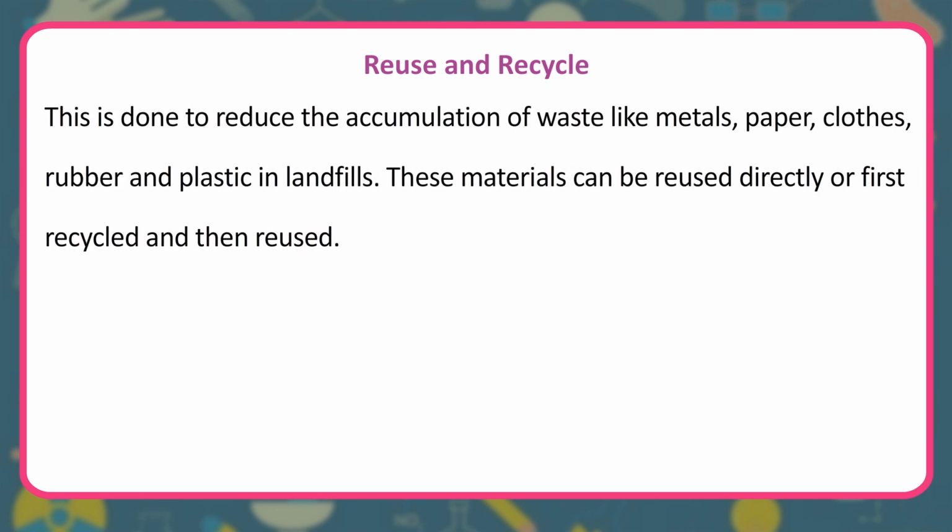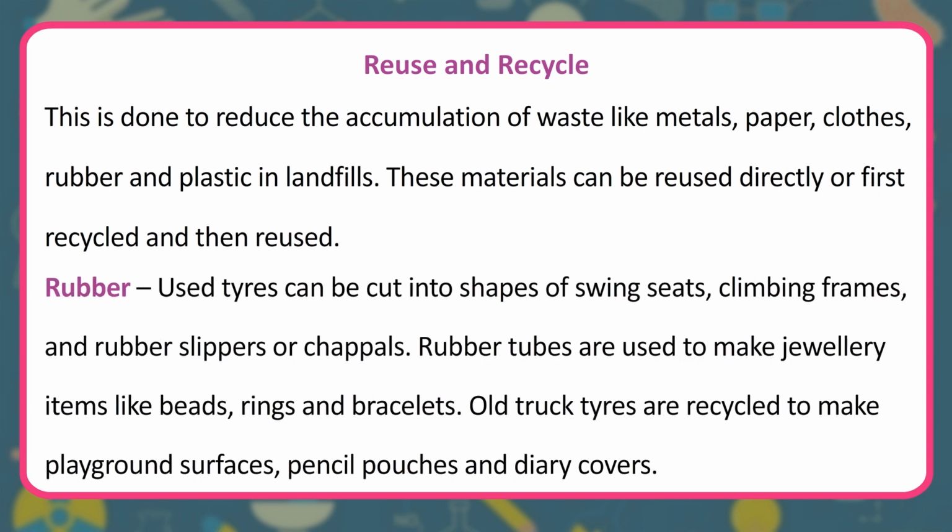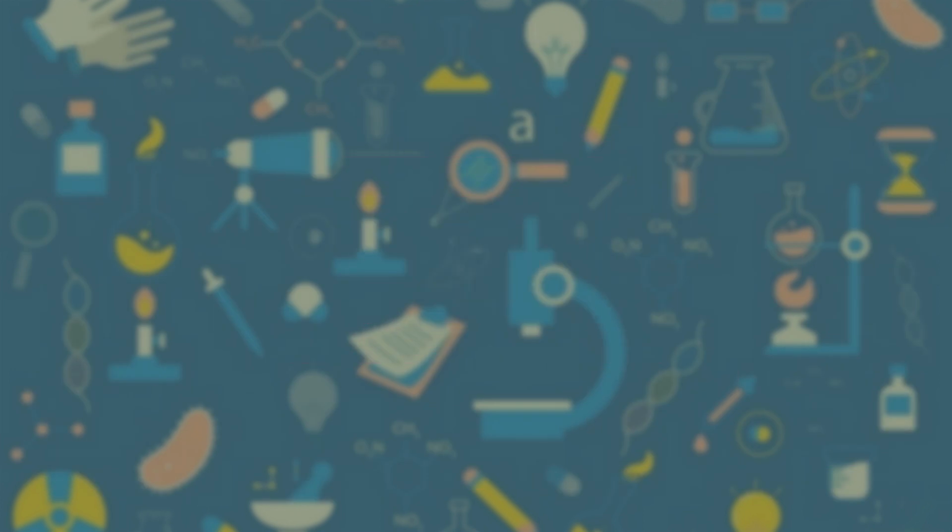Reuse and recycle. This is done to reduce the accumulation of waste like metals, paper, clothes, rubber and plastic in landfills. These materials can be reused directly or first recycled and then reused. Rubber. Used tires can be cut into shapes of swing seats, climbing frames, and rubber slippers or chappals. Rubber tubes are used to make jewelry items like beads, rings and bracelets. Old truck tires are recycled to make playground surfaces, pencil pouches and diary covers.